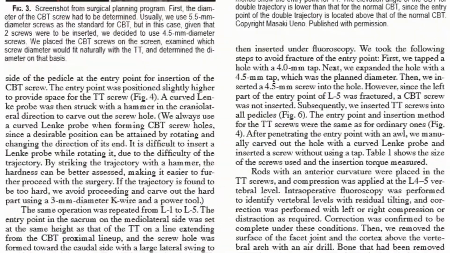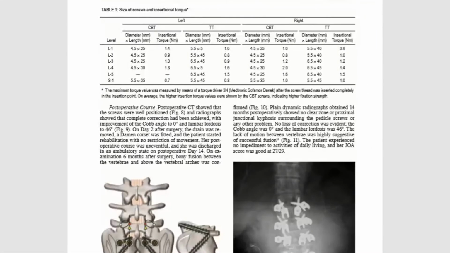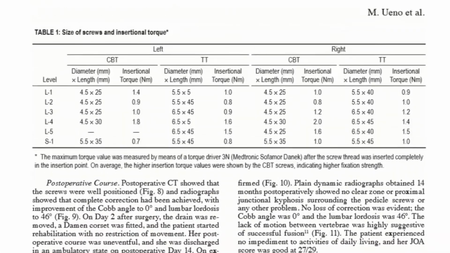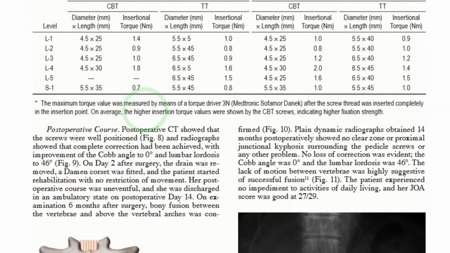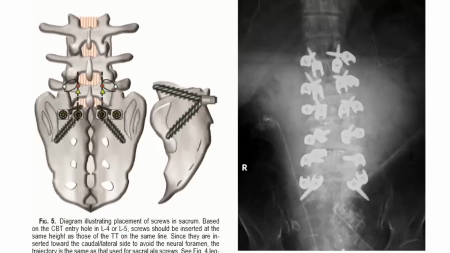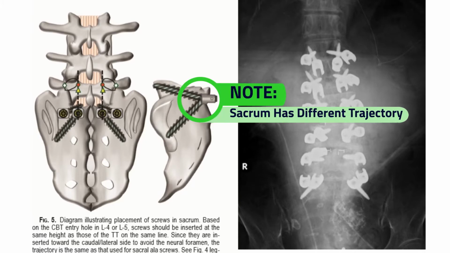Next, we'll take a look at the screws. They focused on 4.5 millimeter, as well as 5.5 and 6.5. Also, notice the range of the torque. We'll be focusing on L2 to L4. Lastly, note the differences between the angle of the trajectory with the sacrum.